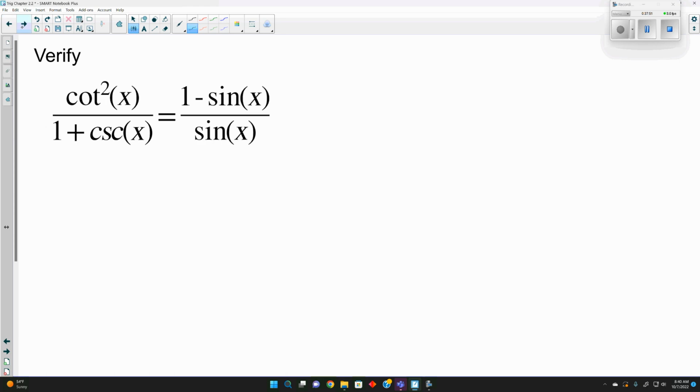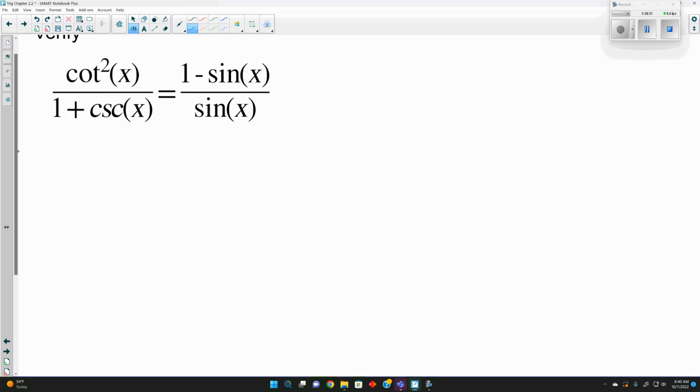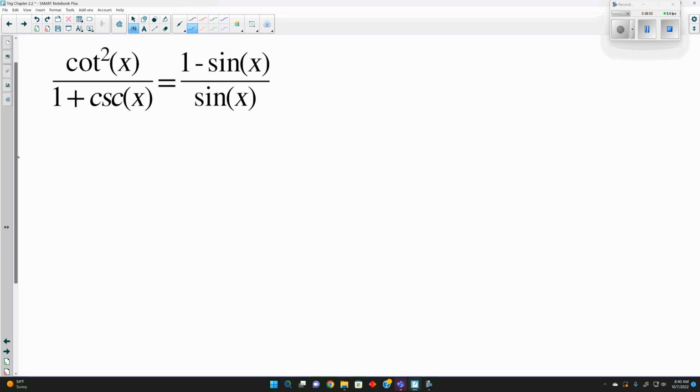So we have two left. We have this one here, 1 minus sine of x over sine of x, and cotangent squared of x over 1 plus cosecant of x. Now, cotangent of x, we could rewrite as, flipping back to look at our identity just to make sure. Yep, 1 plus cotangent squared is equal to cosecant squared of x.